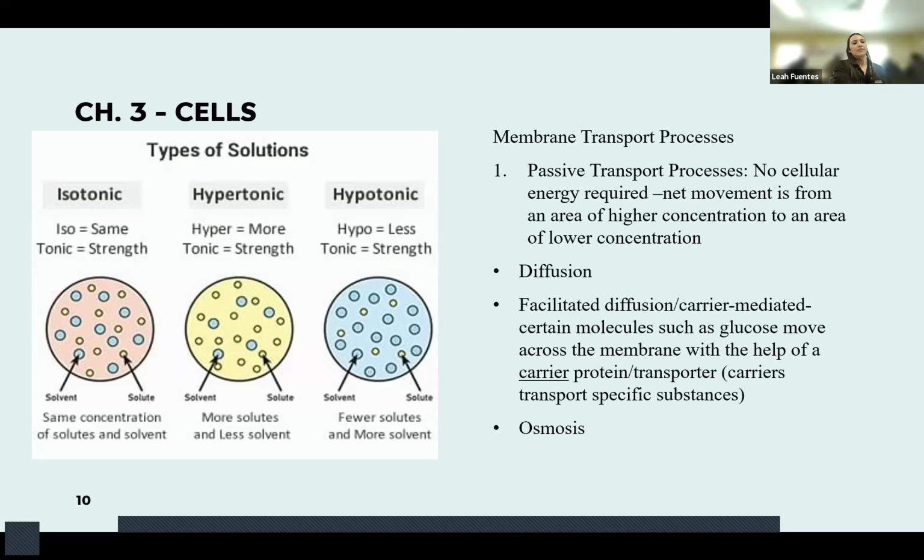Hypertonic, more. So with hypertonic, there's going to be more solutes and less solvent. With hypertonic, this is when water leaves the cell, causing it to shrink or crenate. If you are in Mr. Torres' Wednesday class, when he started talking about the grape, you take all the water out, it turns into a raisin, crenates or shrinks.